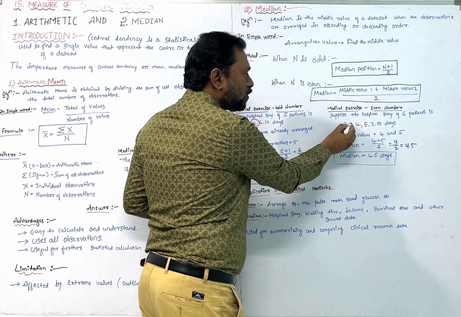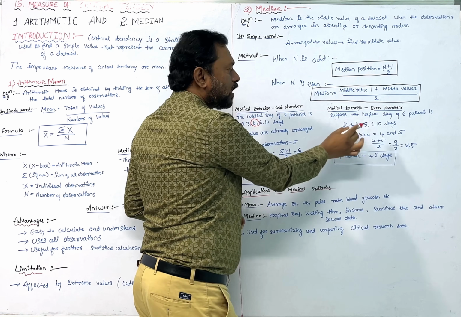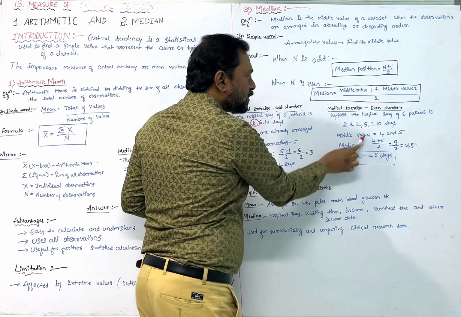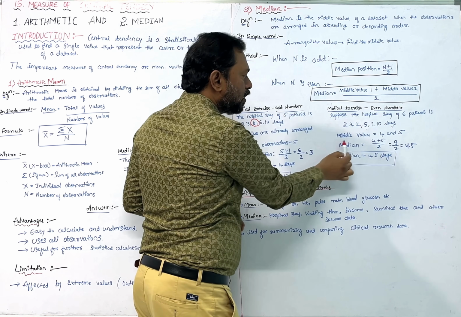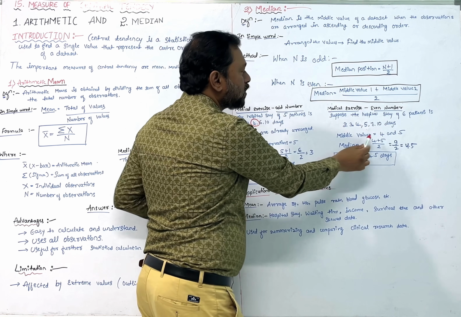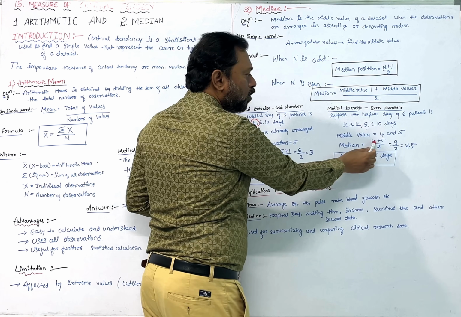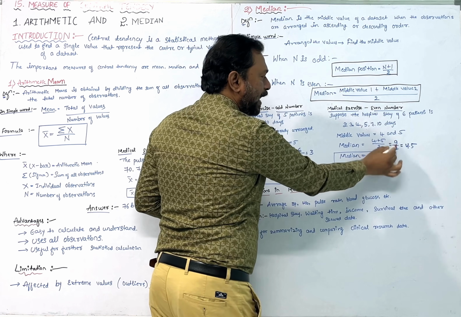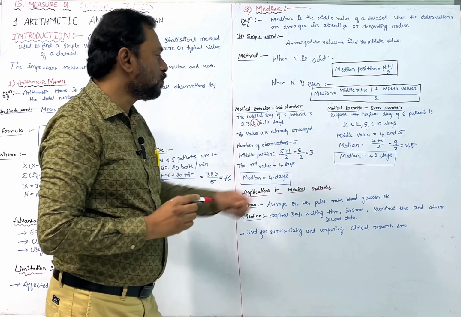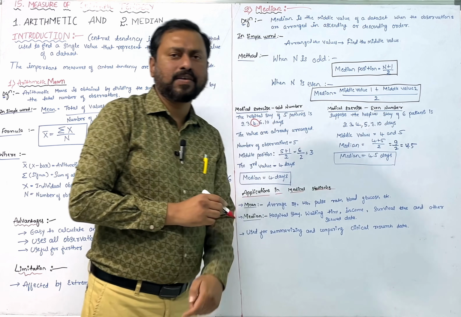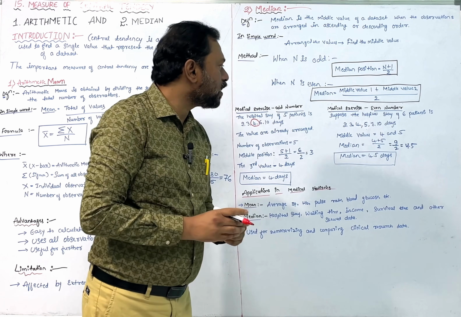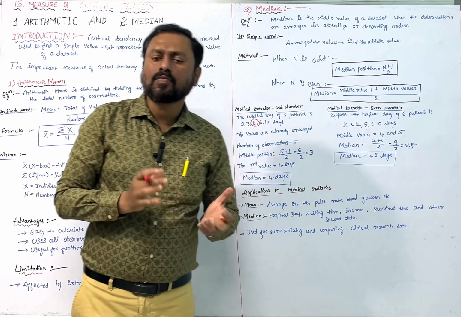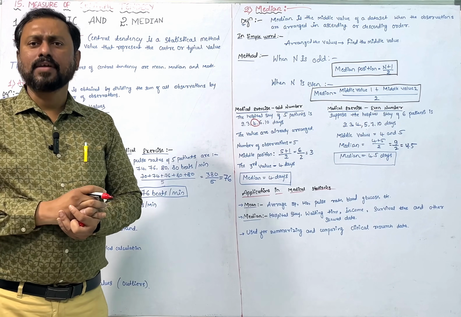Suppose you consider the first two and the last two and remove them. The two middle values coming are 4 and 5. So middle value 1 is 4 and middle value 2 is 5. So the median is equal to 4 plus 5, divided by 2. The total is 9, and 9 divided by 2 is equal to 4.5. The median is 4.5 days. If you use this method, 4.5 is the median answer. This is the method of calculating the median in our medical field.